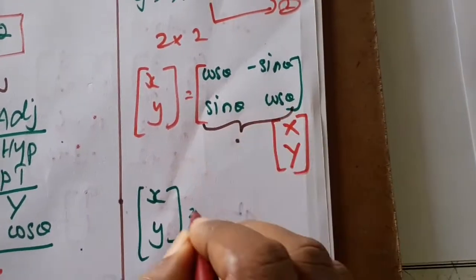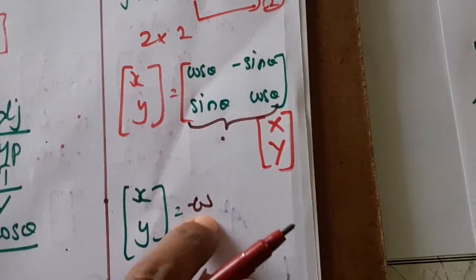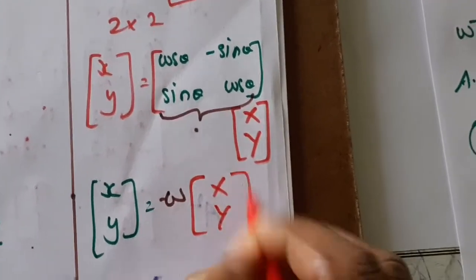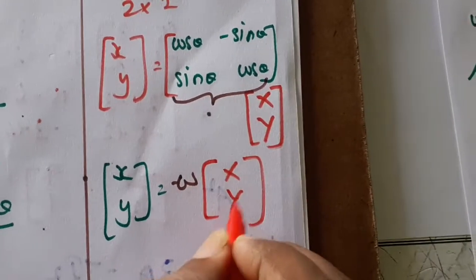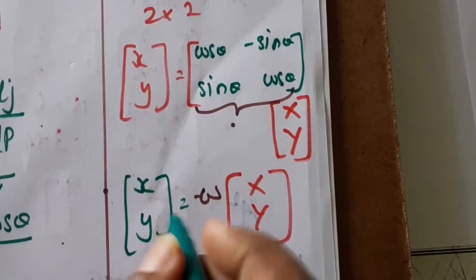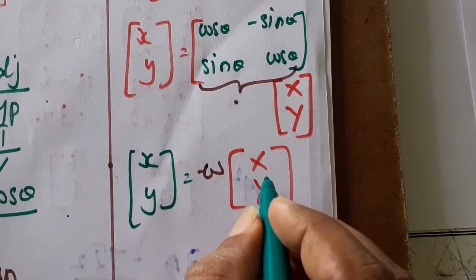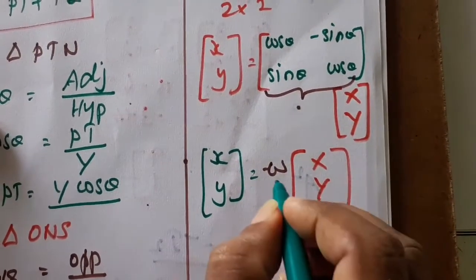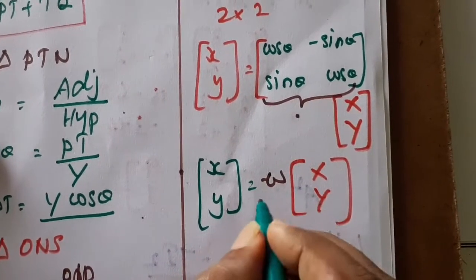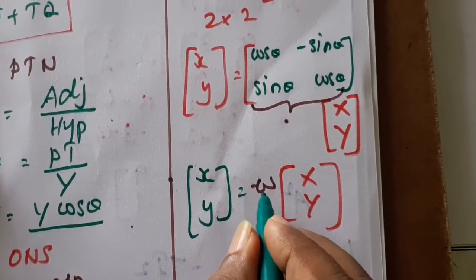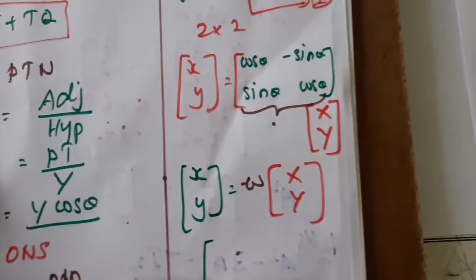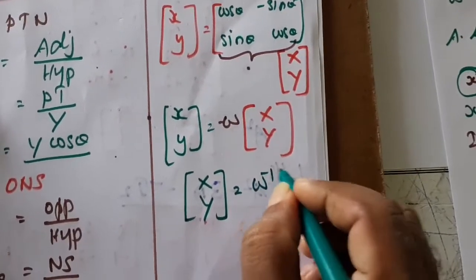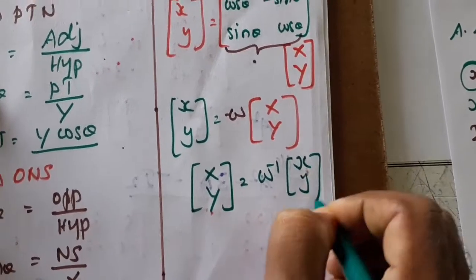We can give it another name. I have given W. So W into capital X, capital Y. But we need capital X and capital Y. How to prove? To bring capital X and capital Y out on the opposite side, how do we rearrange? Inverse of W, that means W inverse. So capital X, capital Y is equal to W inverse into small x and small y.